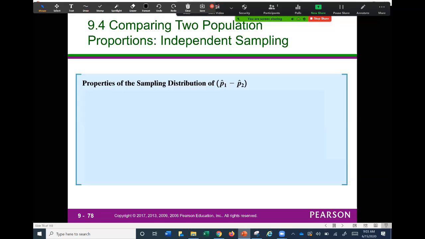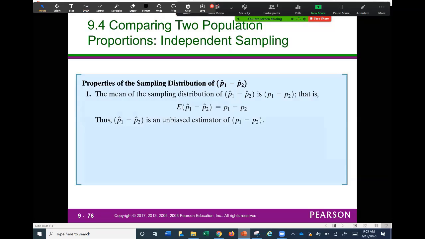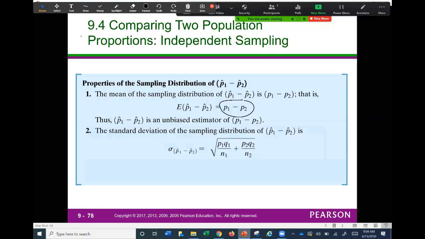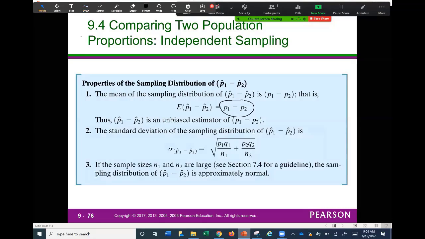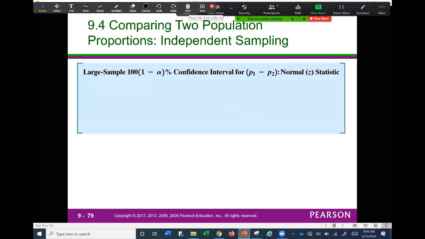But before that, the properties of the distribution for all differences: it will be normally distributed when both sample sizes are big enough. The center of the distribution will be the difference between the two parameters, that is, the expected value of the difference will be the difference between the true parameters. And the standard deviation is given by this formula, and if the sample sizes are big enough, the distribution is normal. Then how can we compute my confidence interval?